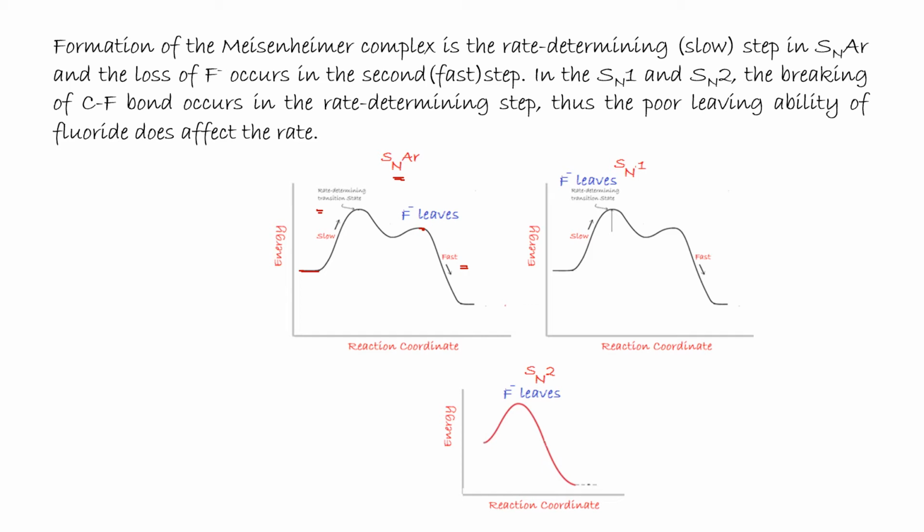On the other hand, in the SN1 mechanism, fluoride will leave in the rate determining first step, which determines the rate of the reaction. It is the same in SN2. It's one step. The fluoride will affect the rate. So here the fluoride in SN1 and SN2 affects the rate, while in the SNAr, nucleophilic aromatic substitution, it leaves in the fast step, which does not affect the rate of the reaction.